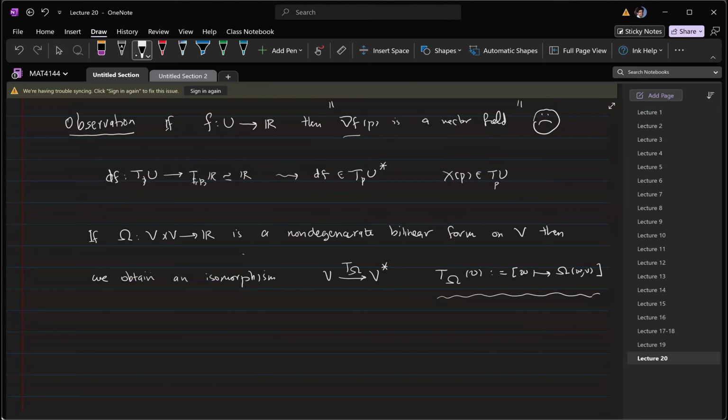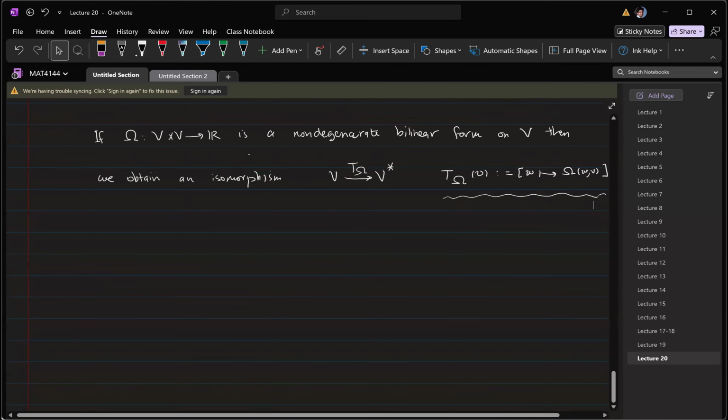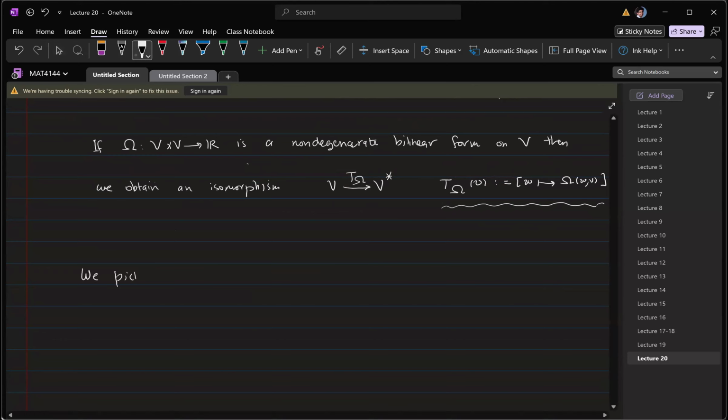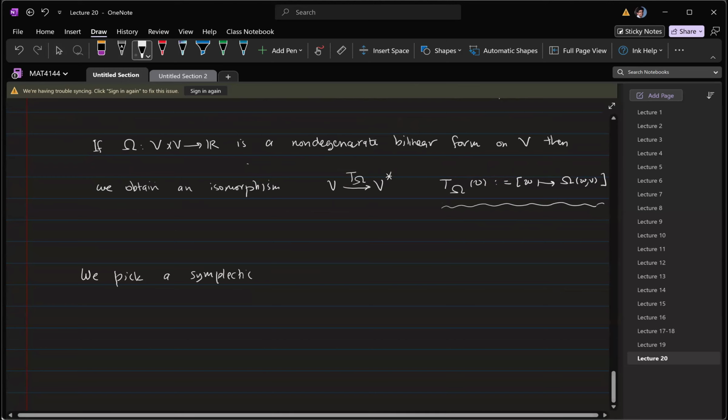Okay, so now I want to use this to construct vector fields from functions on U and then see what would be the meaning of the Lie bracket when I pass two functions. To do so, I will use a specific example of a bilinear form, and that you have seen already. It's called the symplectic form, which is a non-degenerate skew-symmetric form. So we pick a symplectic form omega on Rn.